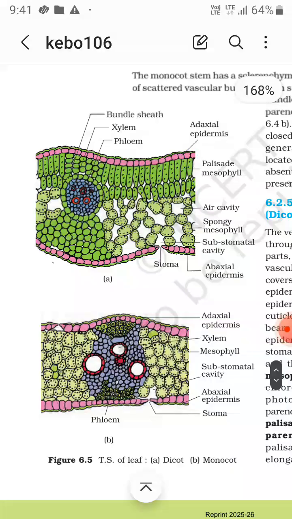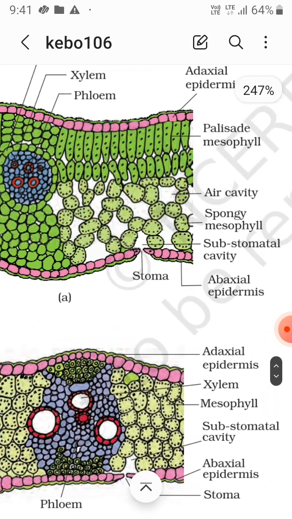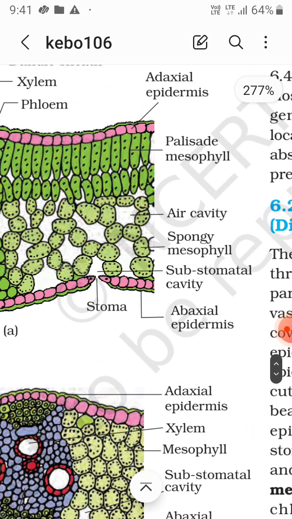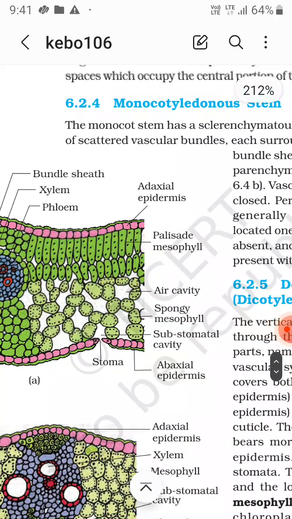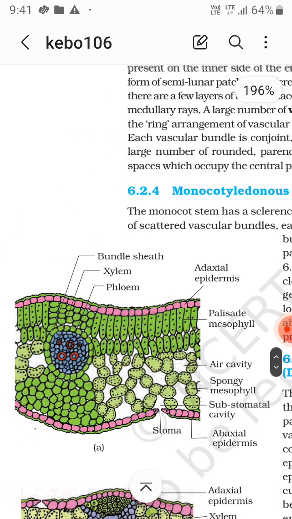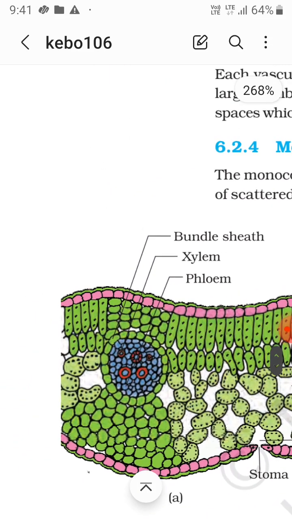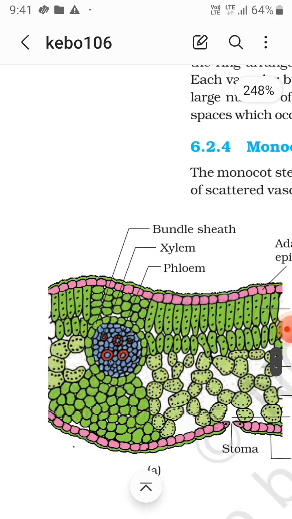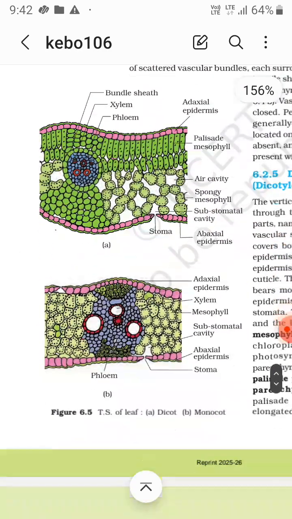Now we look at the diagrams. First, the diagram of the dicot leaf, starting from the adaxial surface, that is the upper surface, and the lower surface, that is the abaxial surface, right? At the abaxial surface there is a stoma, then the substomatal cavity, then above that the spongy mesophyll with some intercellular spaces, then an air cavity, then the palisade, arranged vertically and parallel, arising from the adaxial epidermis, and then the bundle sheath, xylem and phloem. Xylem on the outer side, phloem on the inner side, right? So this is the dicot leaf.